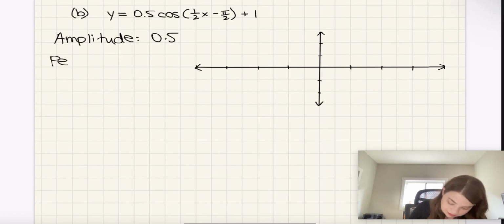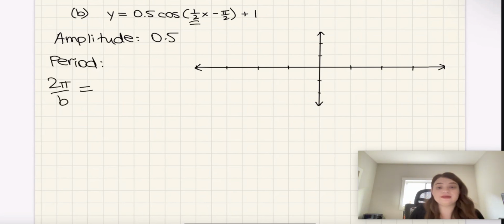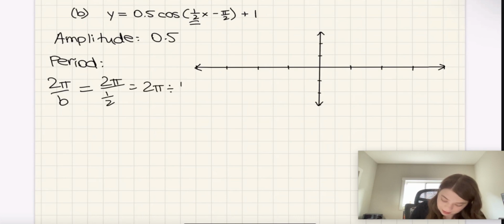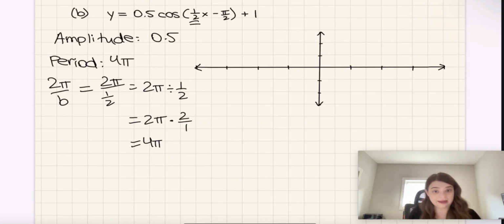Then the period length is going to be 2 pi over the b value. In this case, as you can see, the b value is 1/2, so therefore it's 2 pi over 1/2, which is 2 pi divided by 1/2, which is 2 pi times 2 over 1, which is 4 pi, so therefore the period length is 4 pi.